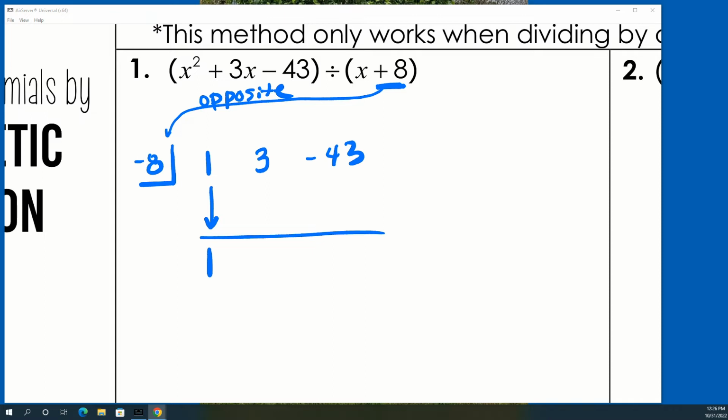All right. Then after that, it's just multiply and add. The whole thing is just multiply and add. So you're going to multiply the number that's in the box by the number that's under the line. So -8 times 1 is going to be -8, and it's going to go here. And then you're going to add: 3 plus -8 is going to be -5. All right, then you're going to multiply. -8 times -5 is 40. It goes under the next number. And then you're going to add, and you're going to get -3.